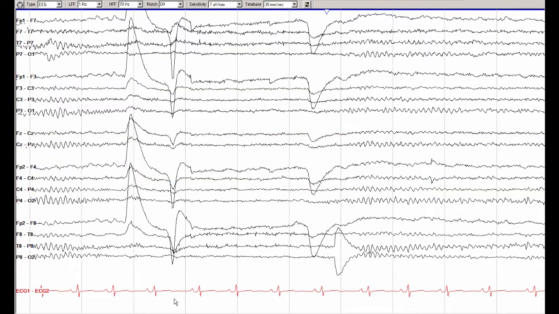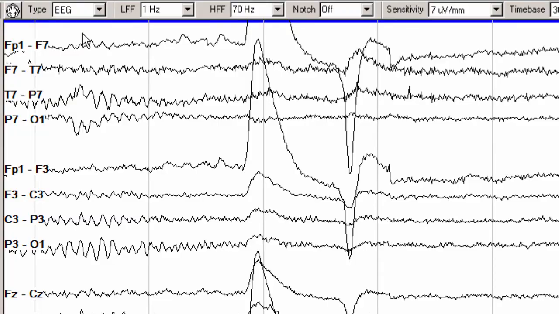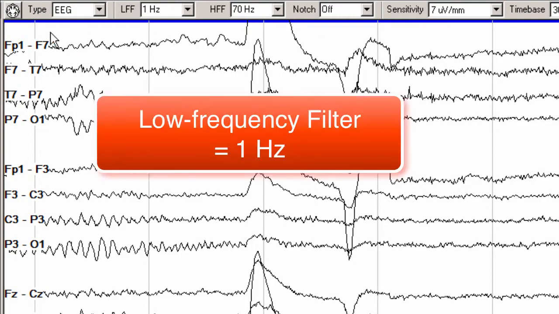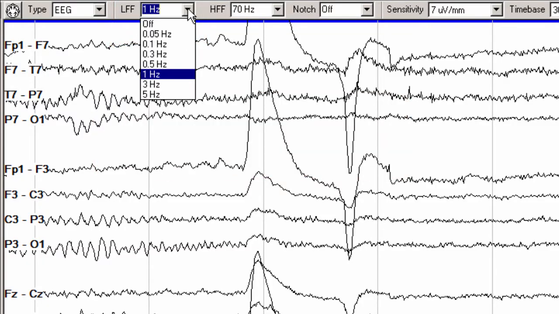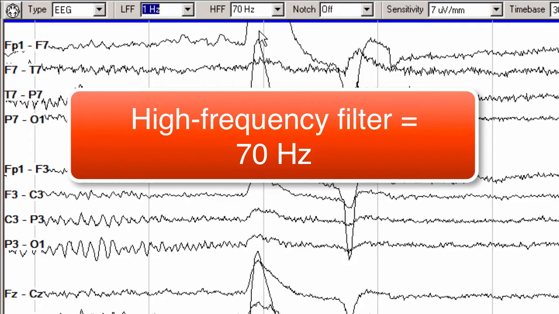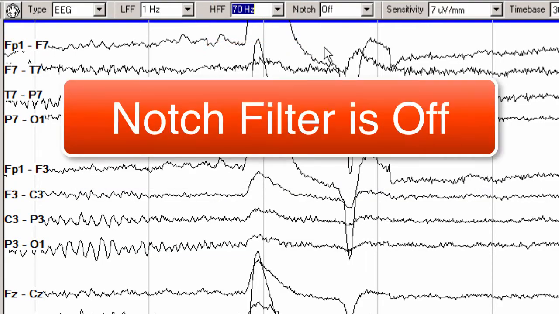In this EEG software, the technical parameters can be seen in a bar at the top of the page. You can see that the low frequency filter is set to 1 Hz. This is reviewed in much greater detail in a previous video, but this is an appropriate level for looking at normal wakefulness. You can see that if we toggle this menu, there are many other options which can dramatically change how our EEG looks. The high frequency filter is set at 70 Hz, which again is appropriate for normal wakefulness.